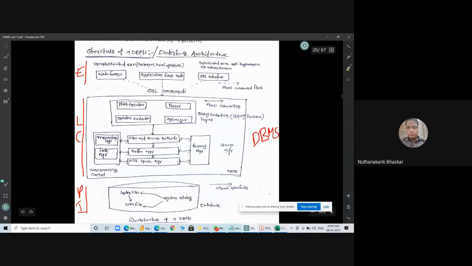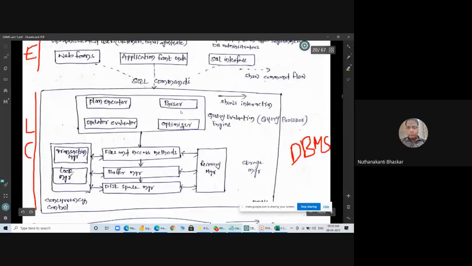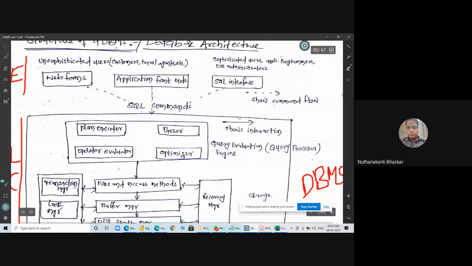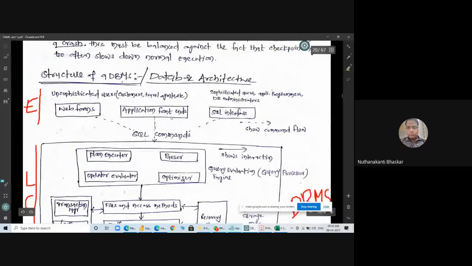Right. Now we'll go one by one level. In that way, we can understand the architecture of the database. Now coming to, I thought everyone has drawn this diagram. Okay. Now coming to external. Already I told you the external means the end users. Here I can divide two things. One is unsophisticated users and sophisticated users.